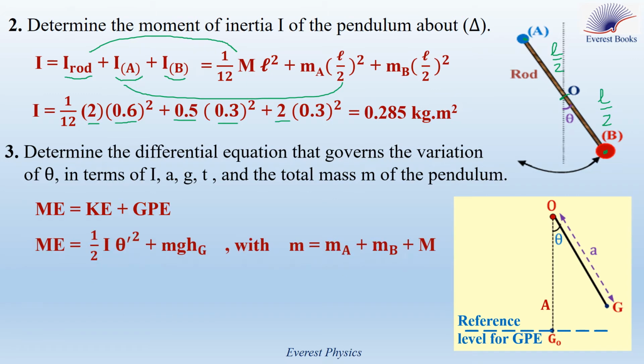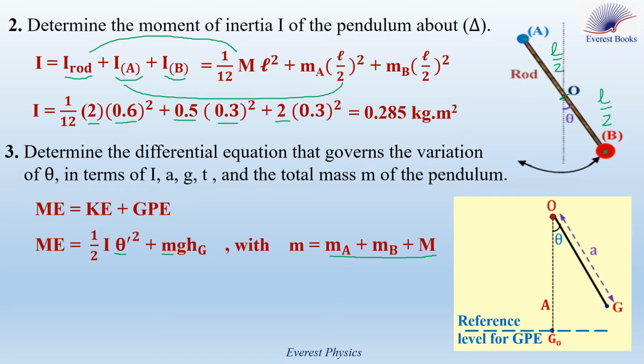The kinetic energy is given by 1/2 I theta prime squared, where theta prime is the angular velocity of the pendulum. mgh is the gravitational potential energy of the system, m is the total mass of the system, and it is equal to the mass of A plus the mass of particle B plus that of the rod.